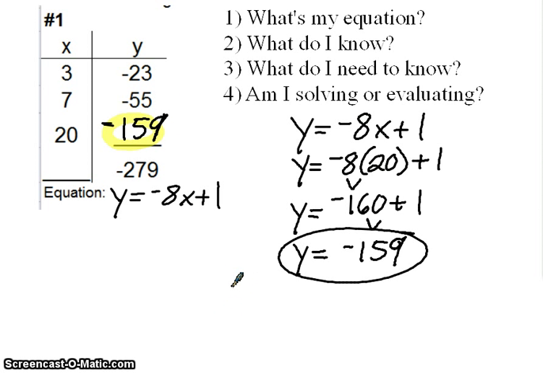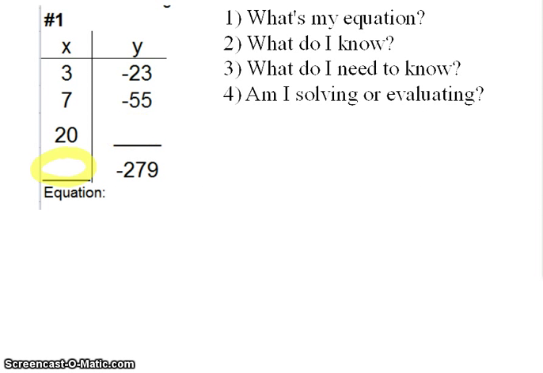Okay, so the next thing I need to find is this x value here. So again, I know my equation. I also know the y value. I know that y is negative 279, and I'm trying to find x. So I'm going to substitute negative 279 in here, where that y value is.